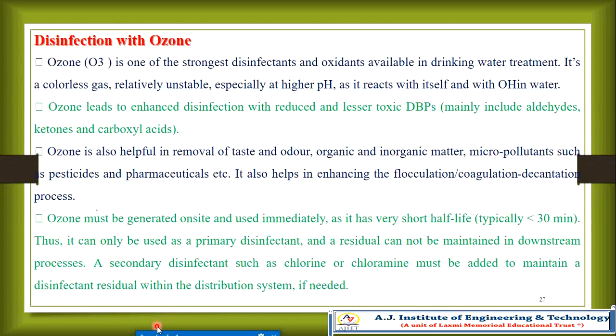Wastewater treated with this disinfection does not contain chlorine or chlorinated disinfection byproducts, thereby making dechlorination unnecessary. So the dechlorination process is not required. And one more thing, there is one disadvantage, which will be discussed in the disadvantages.